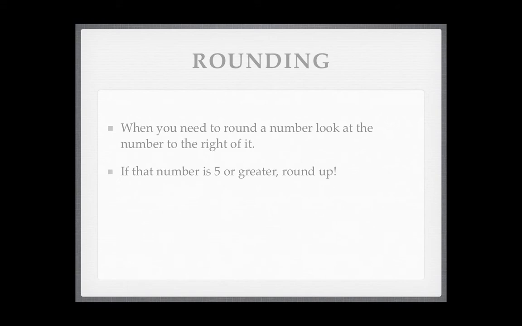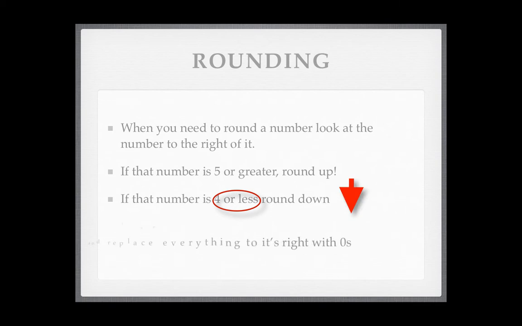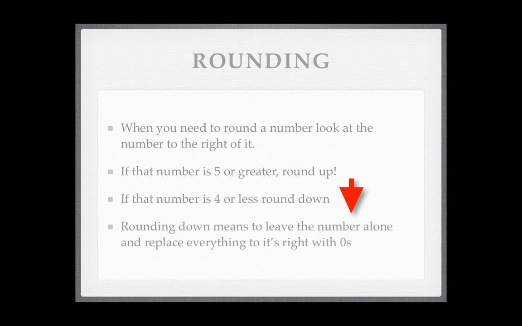Now, here are some of the rules for rounding. Again, there's more than one way to go about this, but if we're going to use strict rules for rounding, when you need to round a number, you need to look at the number to the right of it to make a decision. If that number is 5 or greater, then we're going to round up. If that number is 4 or less, we're going to round down. Rounding down does not mean moving the number down. It means to leave the number alone and replace everything to its right with zeros.